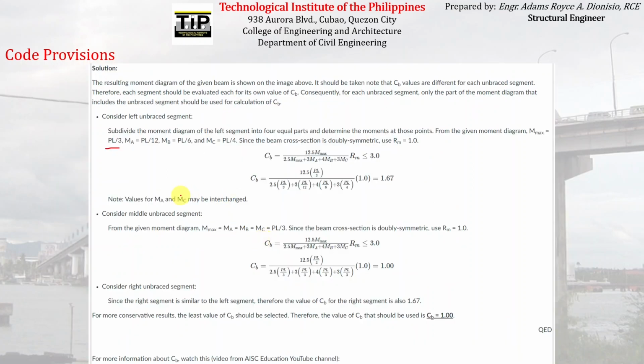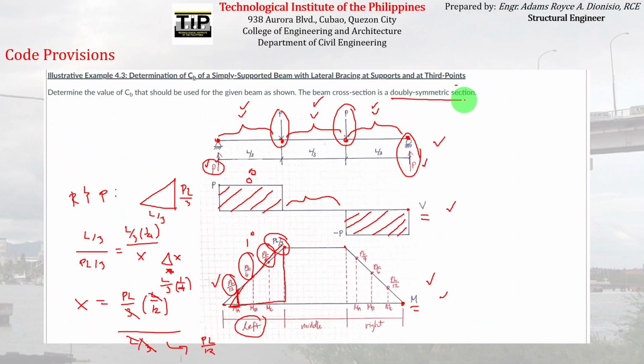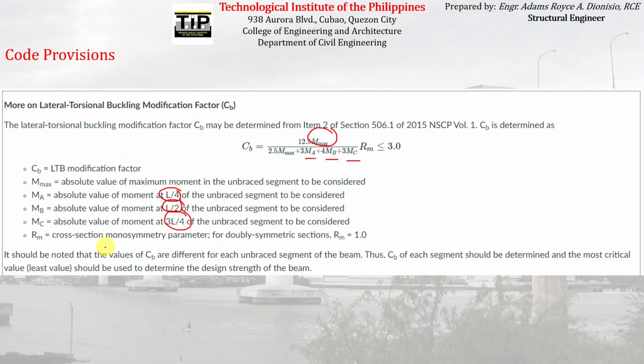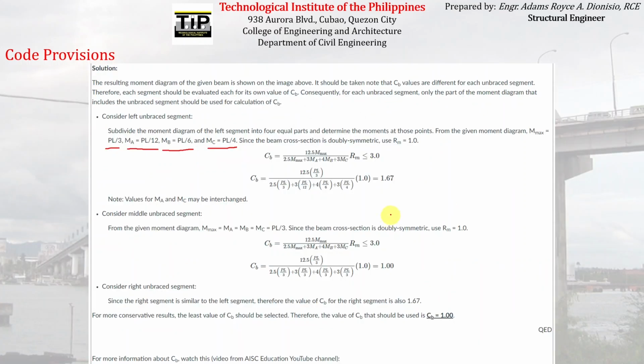Okay, so the first moment on the first quarter point is MA, the next one is MB, and the last one is equal to MC. Since the beam cross section is doubly symmetric, as was mentioned in the problem, and we know that for doubly symmetric sections Rm is just equal to 1, we can use 1 to represent Rm.